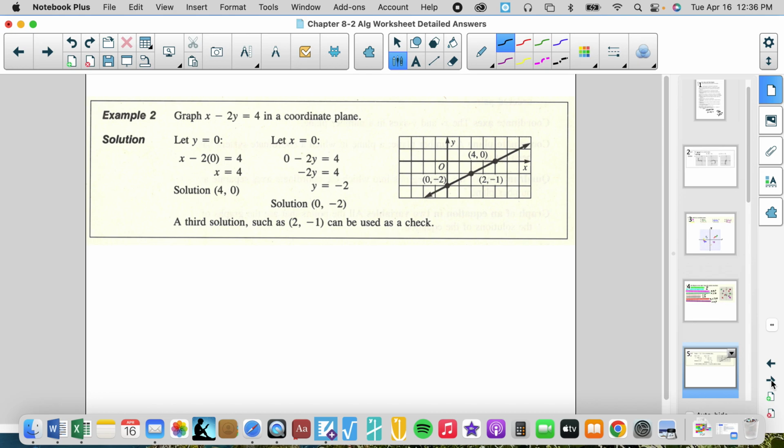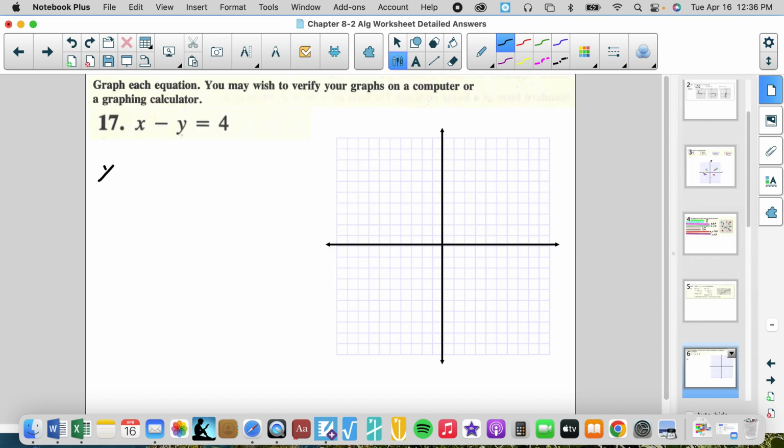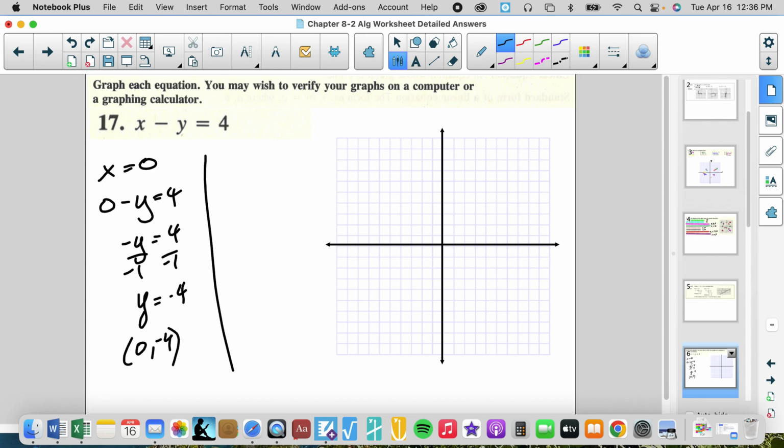Let y equal 0. Let x equal 0. So we're plugging in and finding the intercepts, and then finding a third solution, so you can plug in any other x value. So we're going to plug in when x equals 0, so 0 minus y equals 4, negative y equals 4. Let's divide by negative 1. We get y equals negative 4. So when we plugged in 0 for x, we get negative 4 for y.